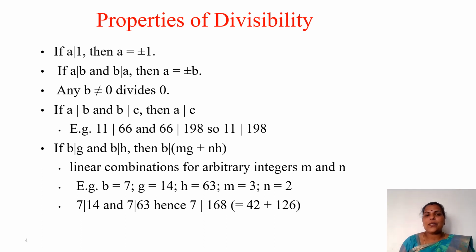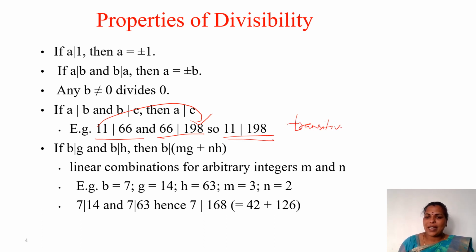Then we can look into some of the properties of divisibility. If A divides 1, then A equals plus or minus 1. If A divides B and B divides A, then A equals plus or minus B. Any B not equal to 0 divides 0. If A divides B and B divides C, then A divides C. Example, 11 divides 66 and 66 divides 198, so 11 divides 198. What do we call this property? It is the transitive property.